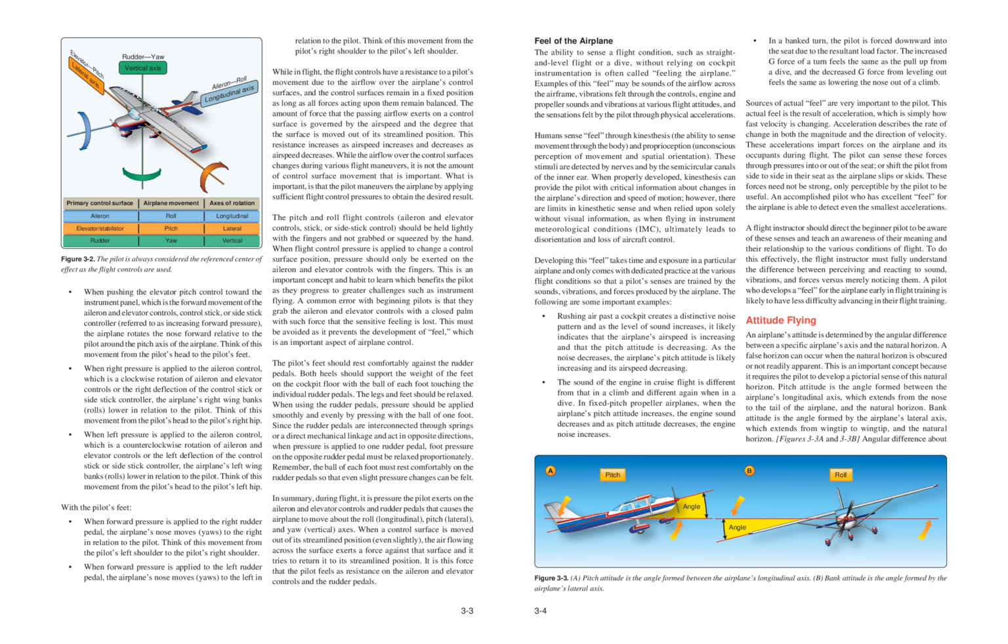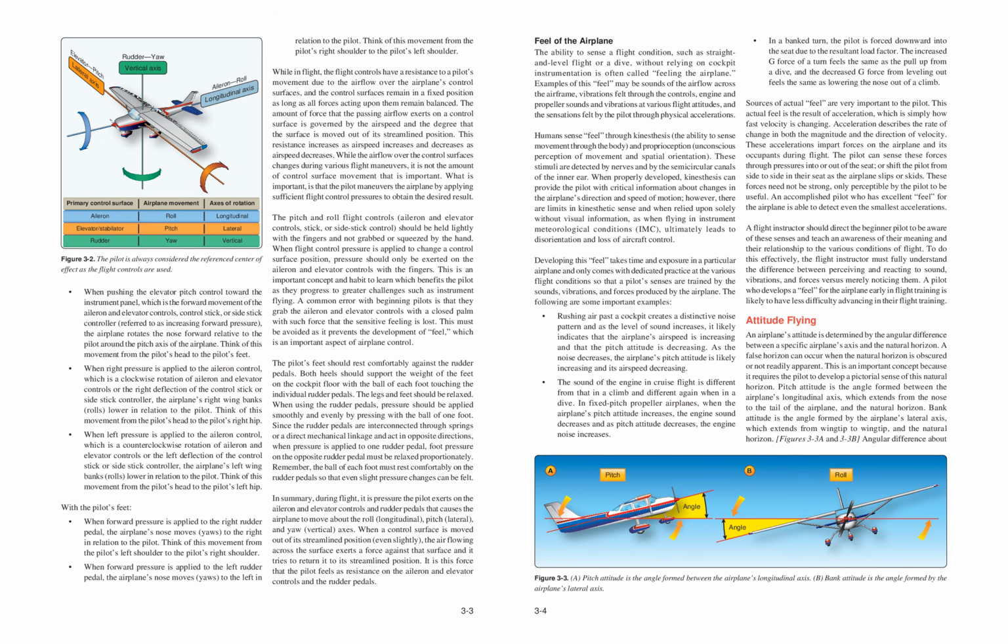Think of this movement from the pilot's head to the pilot's right hip. When left pressure is applied to the aileron control, which is a counterclockwise rotation of aileron and elevator controls, or the left deflection of the control stick or side stick controller, the airplane's left wing banks, rolls, lower in relation to the pilot. Think of this movement from the pilot's head to the pilot's left hip.